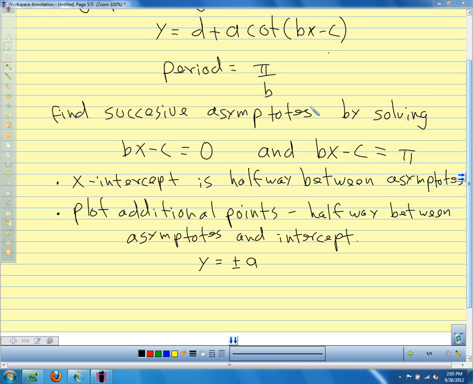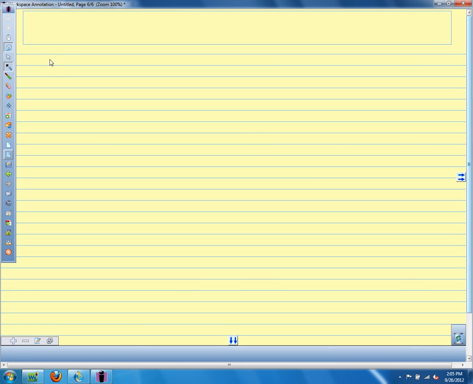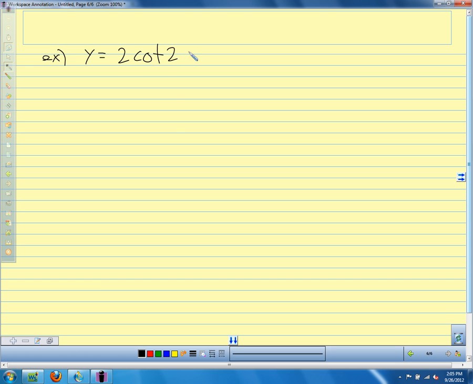So let's take a look at graphing a cotangent function. We're going to graph the same function that we did last time, except rather than tangent, we'll graph cotangent. Any questions on our procedure here? Okay. So our example, we're going to graph y equals 2 cotangent 2x.